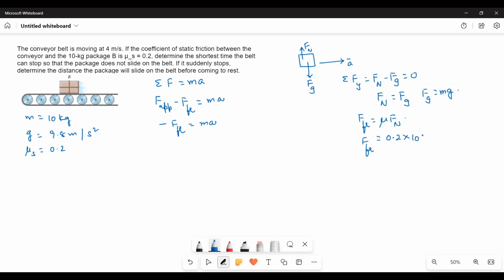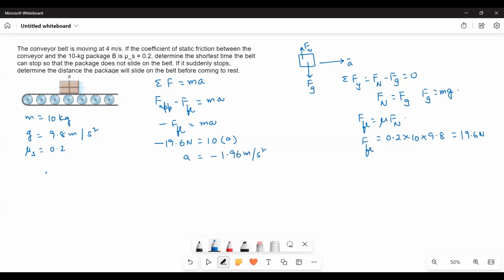So 10 into 9.8 gives 19.6 newtons. So minus 19.6 newtons is equal to 10 into a. So a is equal to minus 1.96 meters per second square.